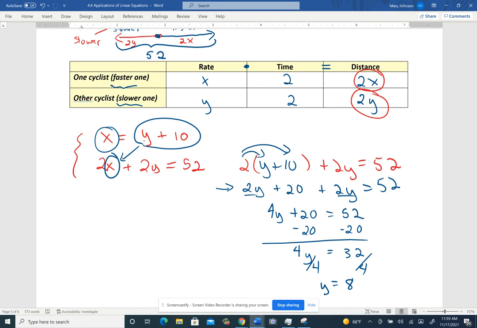All right, now I need to find x. So I'm going to go to the equation x equals y plus 10. And I know y is 8. So I know x is going to be 18.